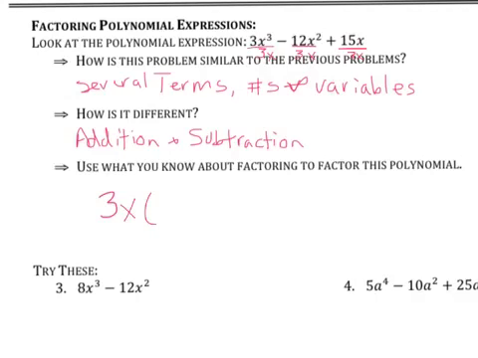Okay, so 3 divided by 3 is 1. That's gone. What's x to the third divided by x? X squared, right? So I have an x squared as my first term. Now negative 12 divided by 3 is negative 4. X squared divided by x is a single x. And then the last piece, 15 divided by 3 is positive 5, so plus 5. And then x over x cancels each other out. So I have 3x out front, and inside the parentheses, I have x squared minus 4x plus 5. Okay, any questions?